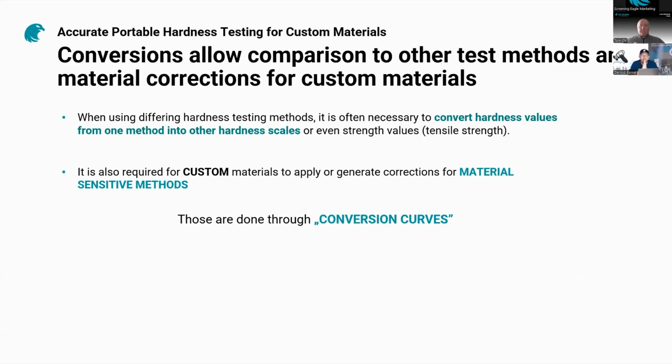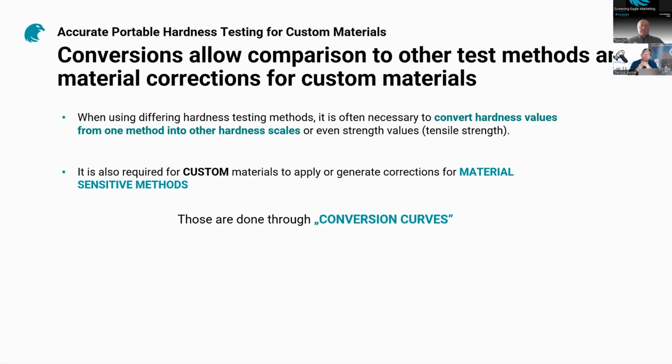So when do we want to convert those values? When do we want to have those conversion curves? Conversion curves are used for custom materials in the case of portable devices, but conversion curves are also used to convert one scale to another, for example, for benchtop devices. And there are standards, ASTM and ISO standards, which allow that, which show comparative tables. We're going to get to this point in a second.